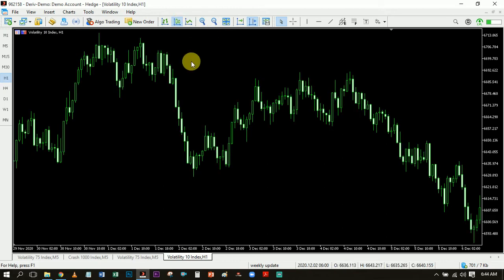The reason why people use the candlestick pattern is because it actually tells you a lot about what's happening in the market. Now, quickly going into what the geometry is all about.